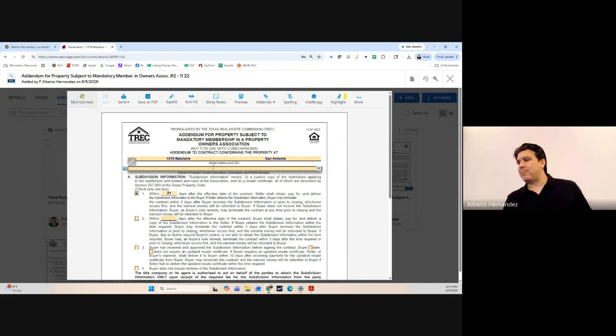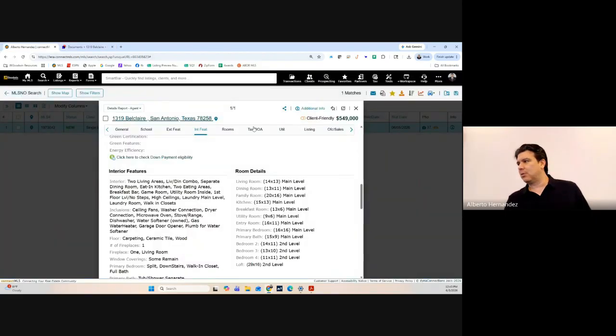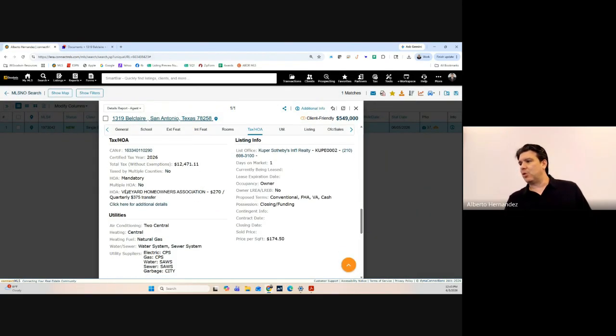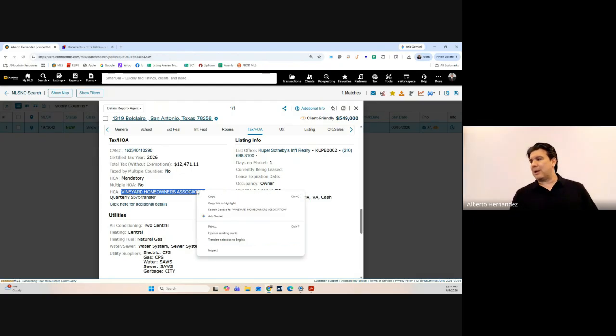Now, we have to type in the name of the HOA, which in this case is the Vineyard Homeowners Association. Now, we have some information from the HOA in the seller's disclosure. She did not include an HOA profile sheet. That's an additional document as a listing agent you can request that your seller fill out. So we have the transfer fee, the resale certificate, the cost of the HOA would be monthly, quarterly, semi-annually, annually, whatever the case is. But I'm going to copy this.